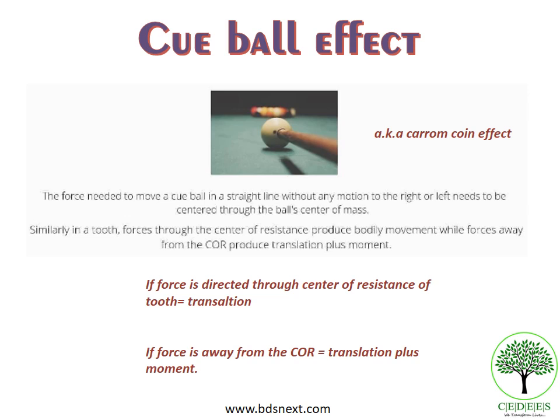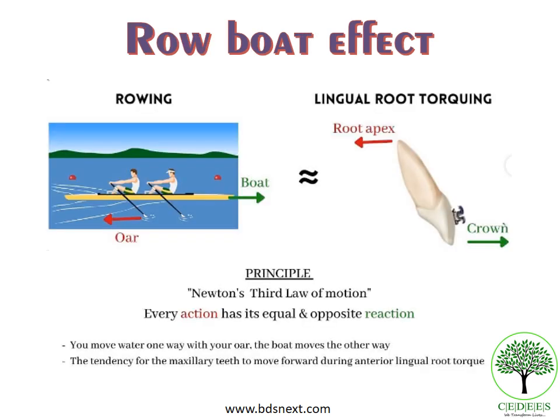Why is this also called the carom coin effect? Because the striker is used to pocket the desired colored coin, and it follows a very similar rule of either moving straight through the coin's center of mass, or going away from the center of mass. Next, let's see what the rowboat effect is.